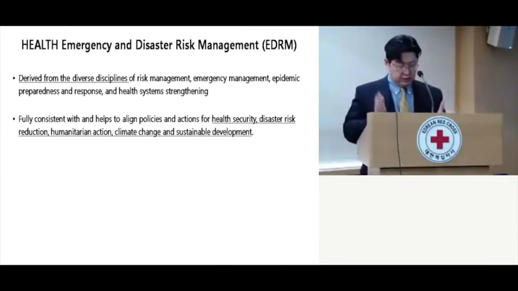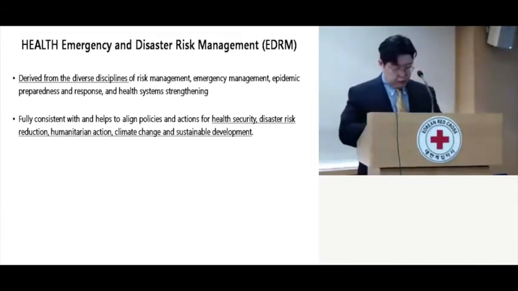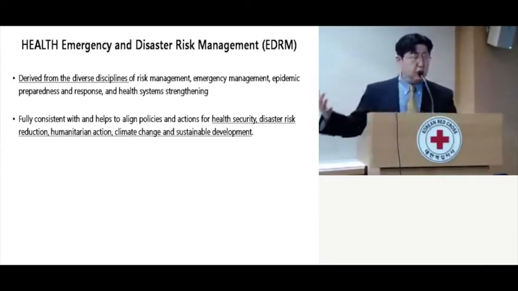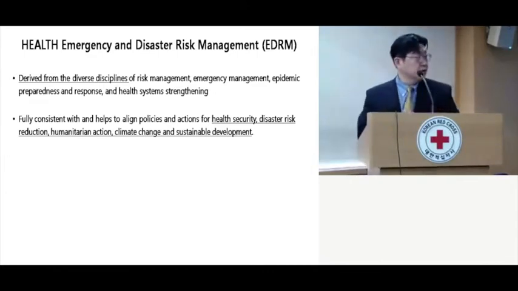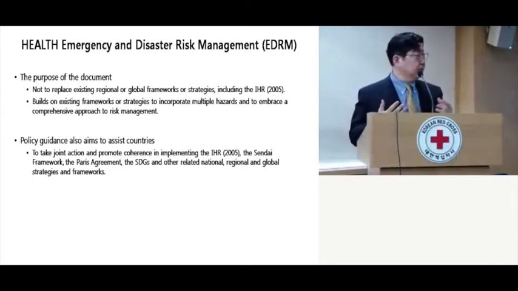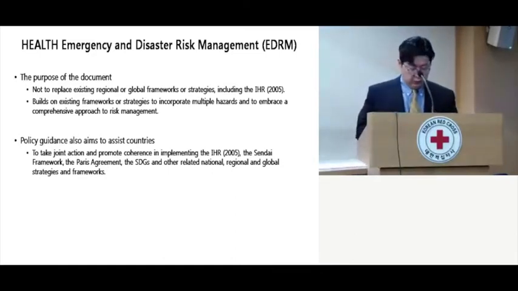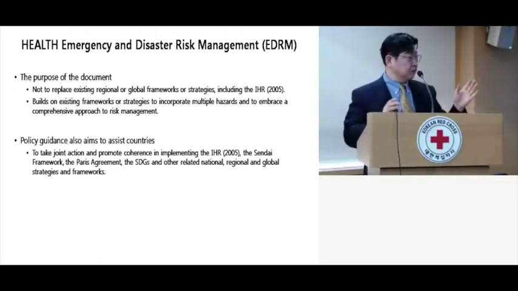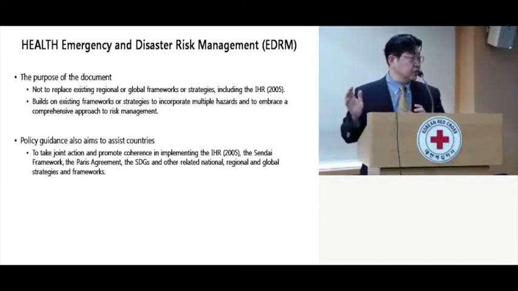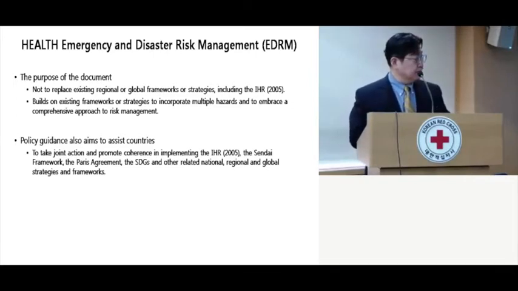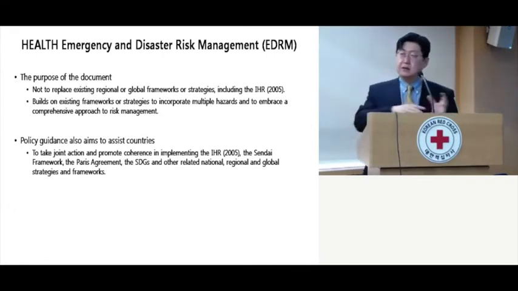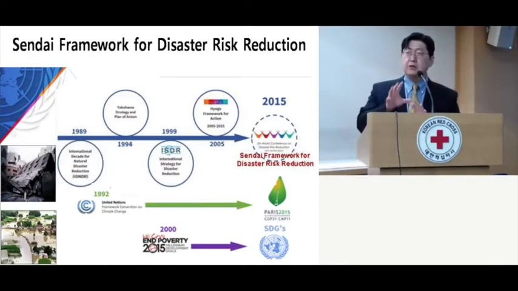Risk management, emergency management, epidemic preparedness and response, and health system strengthening should all be taken into account, so that we can make sure, like I said, of health security, disaster risk reduction, humanitarian action, climate change, and sustainable development. So the goal of this document is that, rather than replacing the existing framework, as a policy guideline, this suggests the way forward. I mean, what we have to do in the future. The Sendai Framework, SDGs, and the Paris Agreement are all existing frameworks, and how we can bring about a synergy effect with these agreements is something that this highlights.